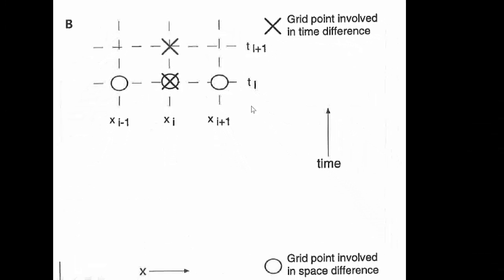And here's just a zoom to show how that works, where we're going forward in time and then we go to the right in space. The circles show how we do the right side of the equation, and the x's show how we do the left side, the time difference.